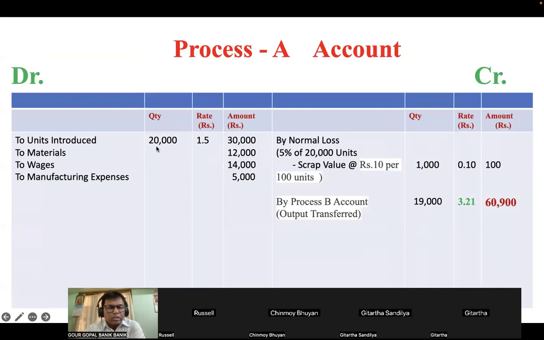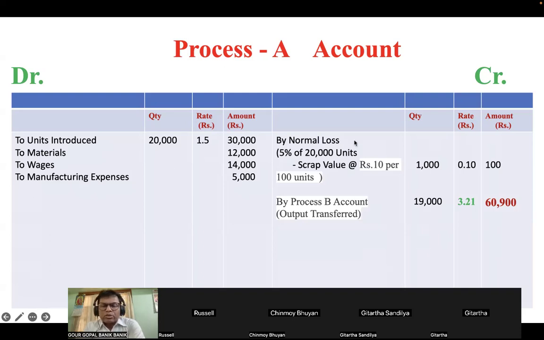And don't write 20,000 again and again here. Just once you have written 20,000, it is done. If you want to find this wages per unit, just divide 14,000 by 20,000 and put it here. Similarly, manufacturing expenses, I told you, it is 5,000. This is okay as I have done it. But if you want to analyze, then put 5,000 divided by 20,000 here. But please remember, don't write 20,000 again and again, only once.